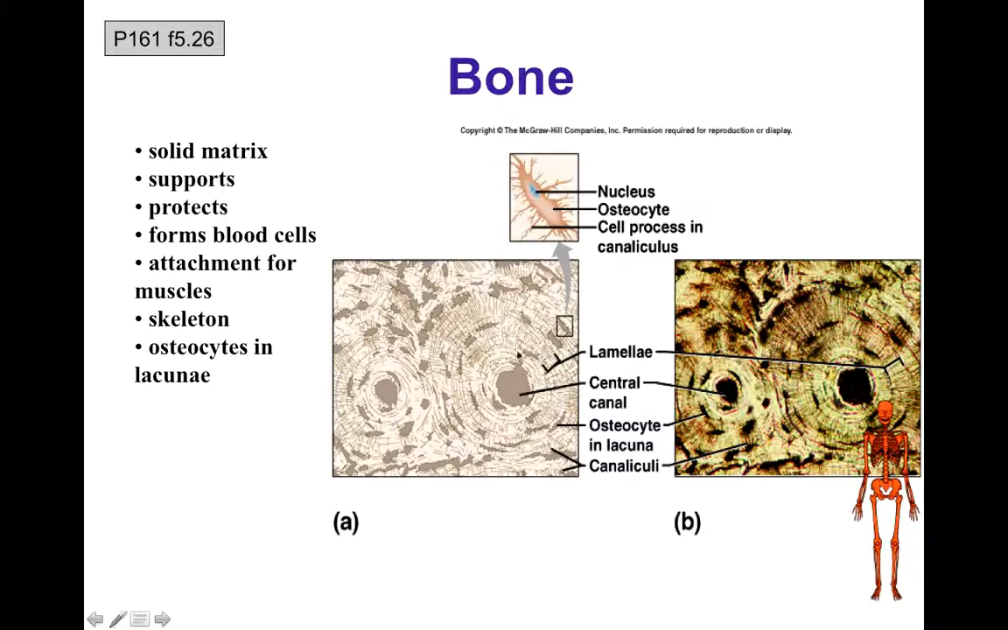And then bone cells are called osteocytes. Okay? And the osteocytes live in, say, like this little lacuna here, this little indent in the bone tissue. We'll see more of that when we get to that unit.